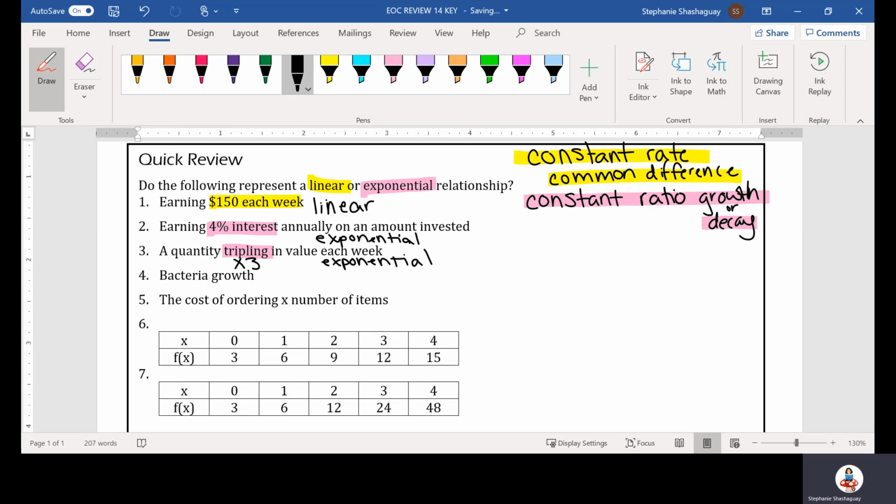Bacteria growth. Well, if you know anything about bacteria, it grows rapidly. It doubles and doubles or triples and triples. So that is also an exponential relationship. And number 5, the cost of ordering X number of items. Well, you're going to be adding a value for each X number, which is a linear relationship.